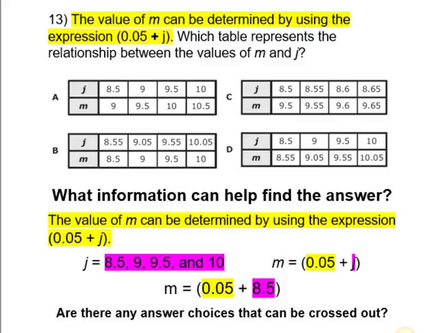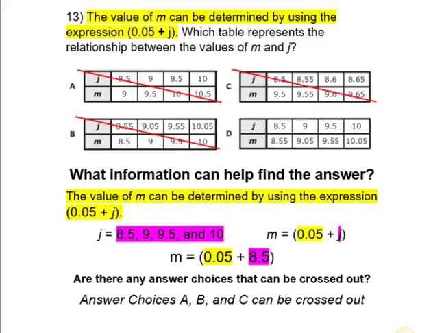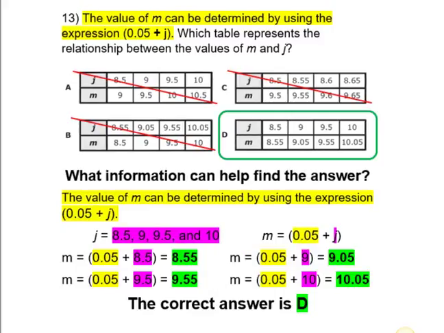We can cross out A, B, and C, okay? We can cross out A, B, and C. So our answer choice is D. For each value of J, we see that the value of M in answer choice D matches. So again, our correct answer choice is D.